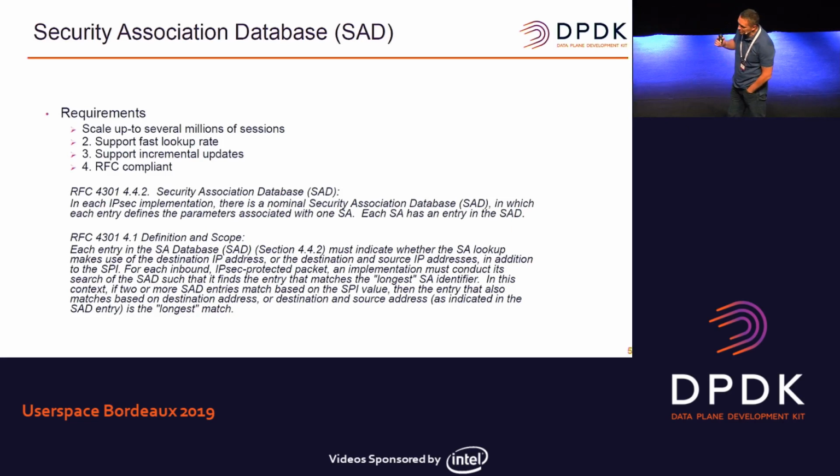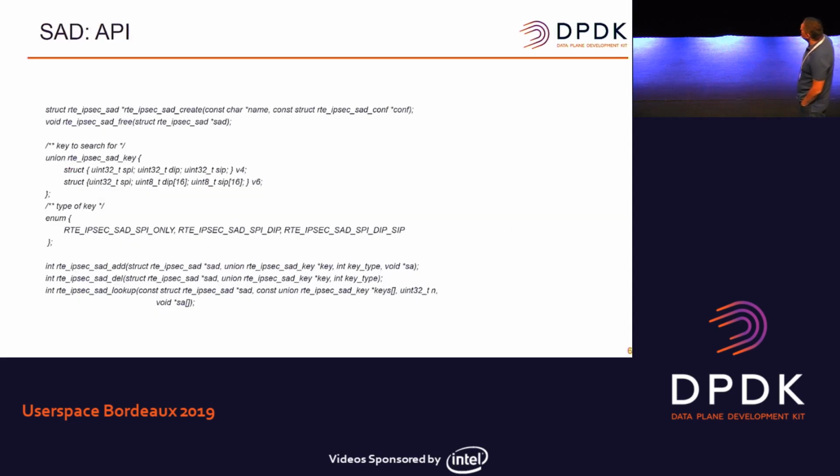When the packets come in, we first try to find by SPI, security parameter index, by destination IP address, and by source IP address. If it matches, great. If it fails, then we should do lookup now by SPI and destination address only. If that fails too, we have to do lookup by SPI only. So implementation is free to do whatever it wants internally, but from the external point of view, it should look like that. Keeping this in mind, we came up with the following API.